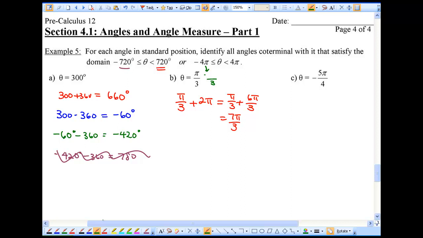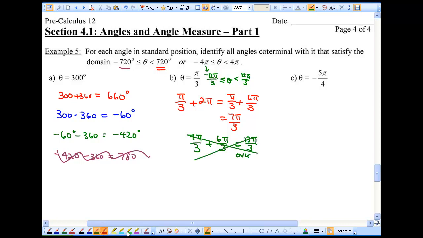Well, 4 times 3 I think is 12. So that's me saying, hey, we have to go up to 12 pi over 3. So should I stop at 7 pi over 3? Probably, because if I did one more, watch what would happen. 7 pi over 3 plus another 2 pi, which is 6 pi over 3. That's 13 pi over 3. I'm over, so don't go there.